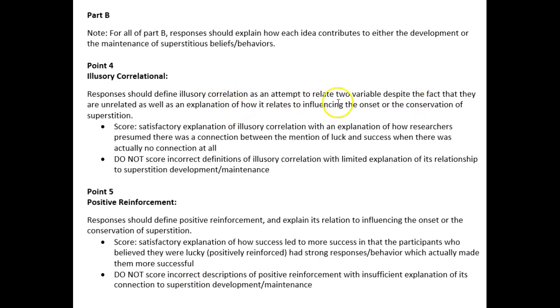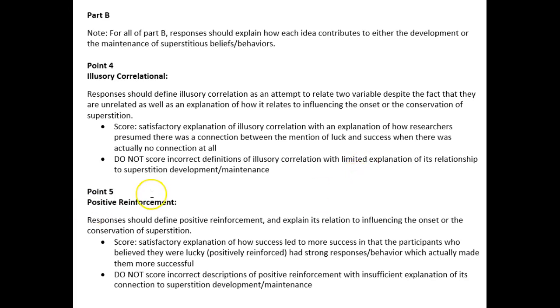Definitely they want to talk about how the correlation is just that people try to connect the two variables, but they are totally unrelated and there's no influence from one to the other. And then, of course, don't score if there's incorrect information or limited explanation that does not connect back to the whole luck concept mentioned in the example.